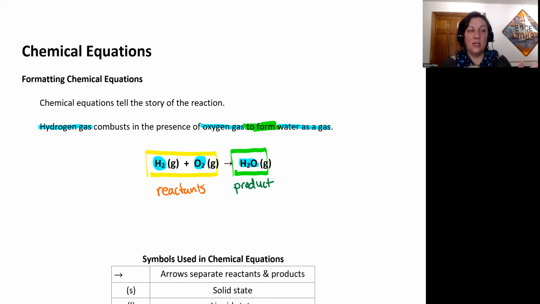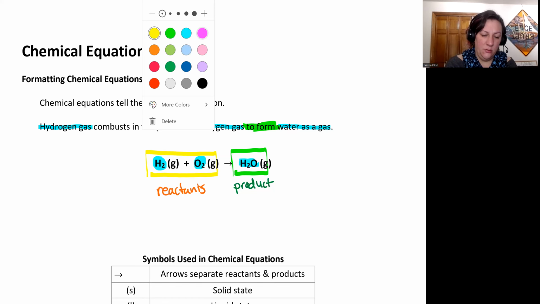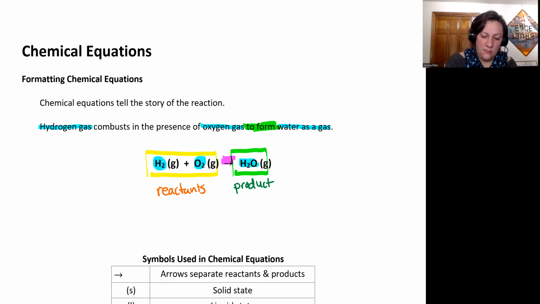We will distinguish these in the chemical reaction with an arrow, and that arrow kind of means like before and after, or reactants and products. Here's our arrow right here, separating the two. So we don't use an equal sign like we might use in algebra. Instead, chemists use an arrow, and I think that better communicates the fact that something is happening rather than two sides of an equation are equal to each other.